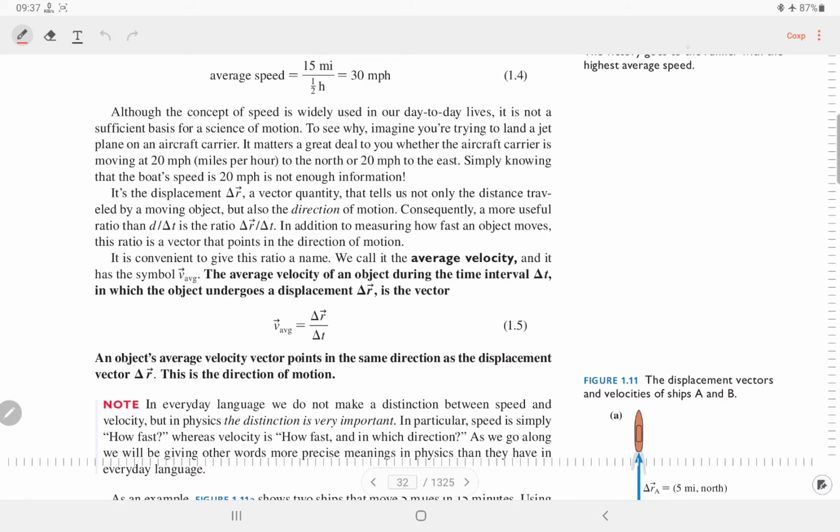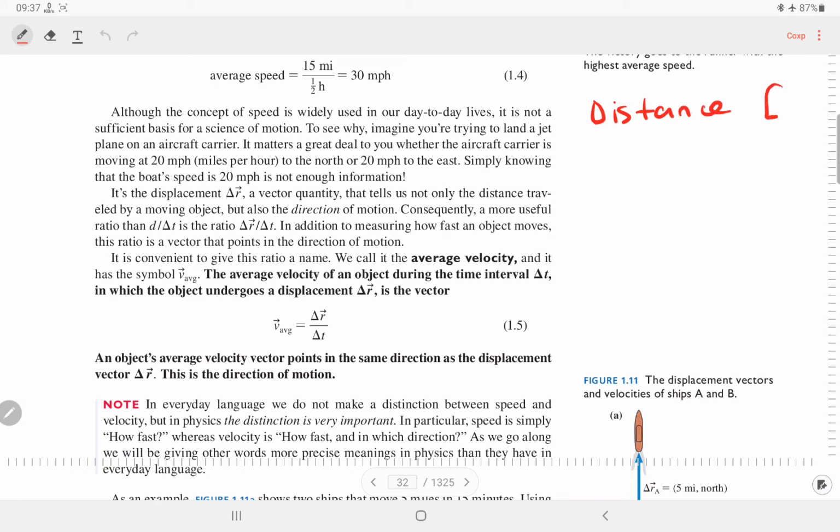It was speed. What about velocity? Since velocity is a vector quantity, direction is important. Then you need to use displacement because displacement is coming with direction. Displacement is a vector. Distance is scalar.